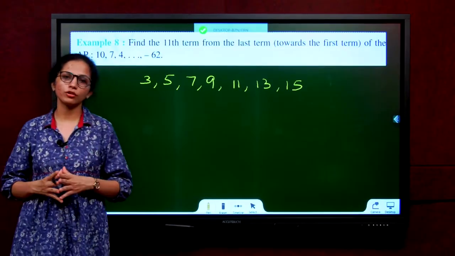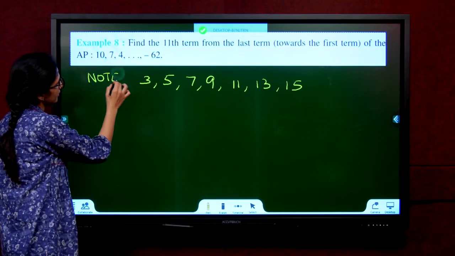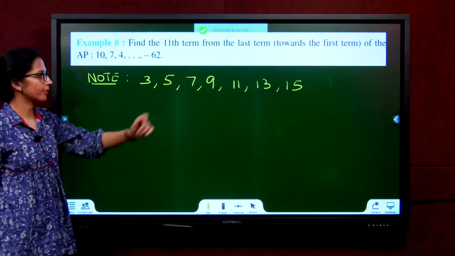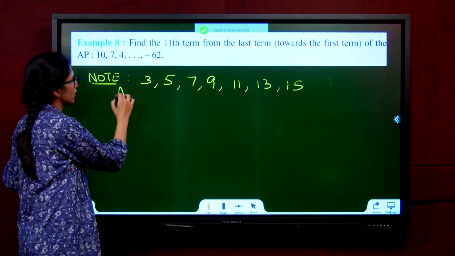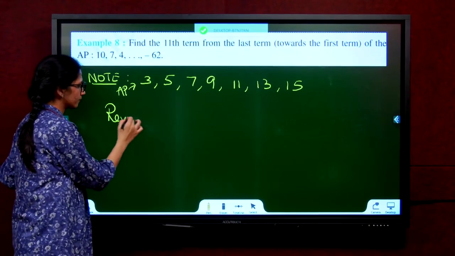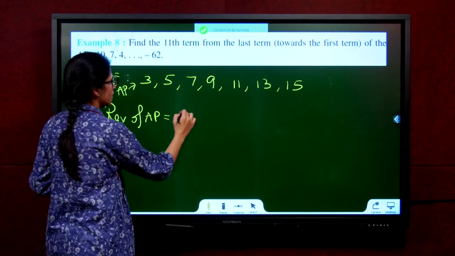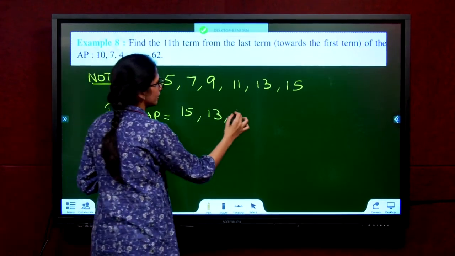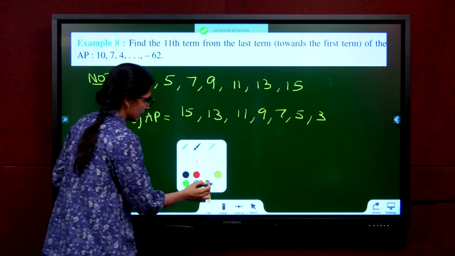So students, before we do this question, take down a note. See this. This is an AP: 3, 5, 7, 9, 11, 13, 15. Take the reverse of the AP and check if that is also an AP. 15, 13, 11, 9, 7, 5, 3.